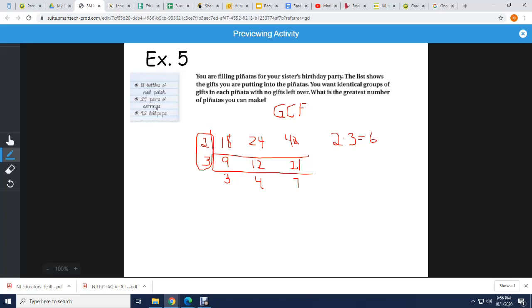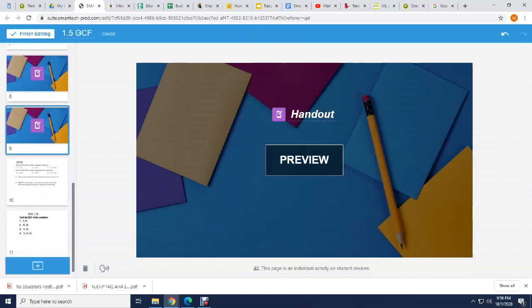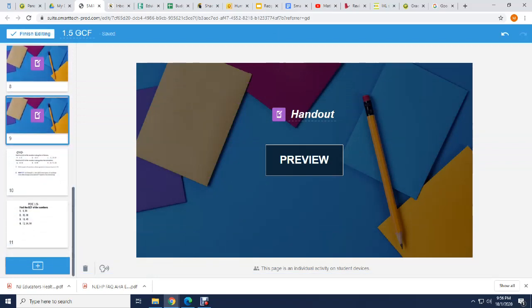Now, could you list out all the factors of 18, 24, and 42 and come up with that as well? You could. And if that's the way you want to do it, because that's the way you're used to, you can. But hopefully you're seeing some value in the cake method here as well. Alright. So, that's kind of where we are at.